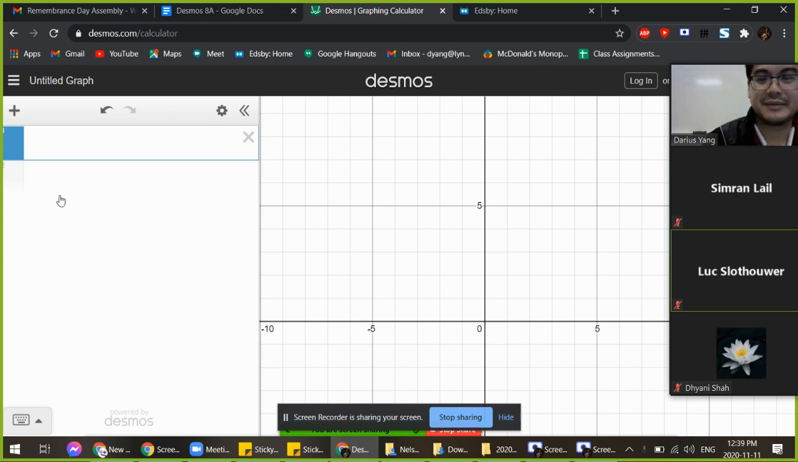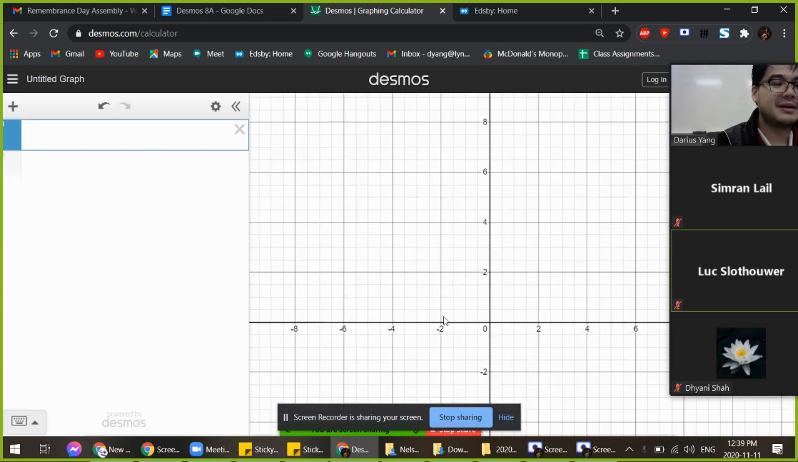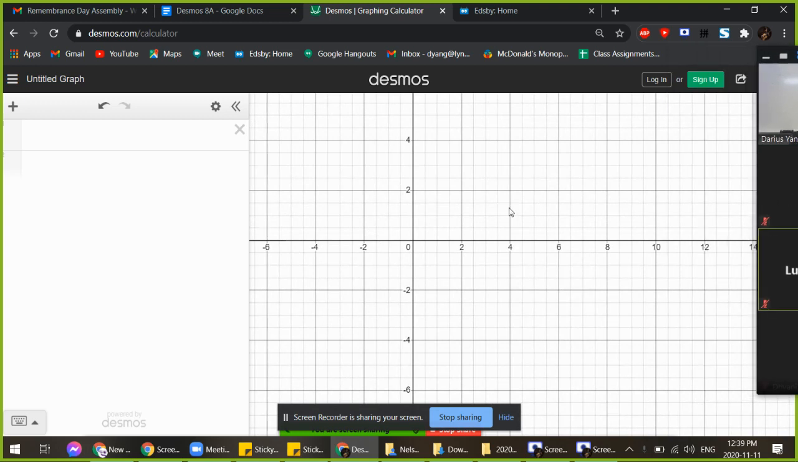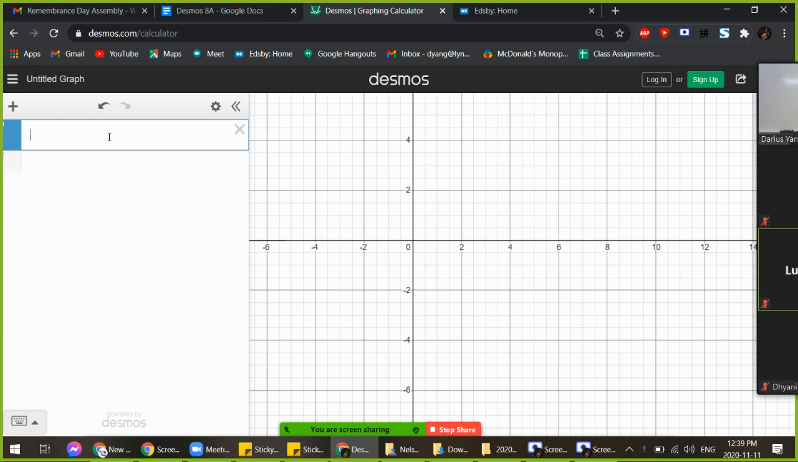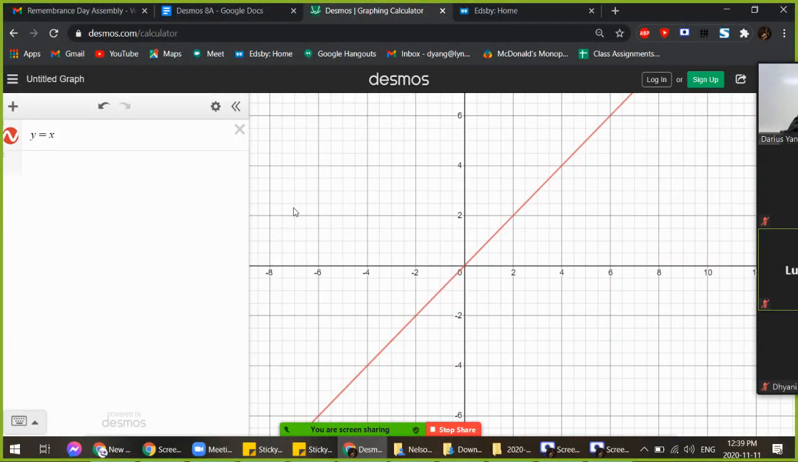Good. So how we're gonna use it is let's graph a few lines, shall we? And you can actually visualize and see what M and what B does to the line as well. Okay, so let's just do y equals x. Boom, it's immediate. Comes out immediately.